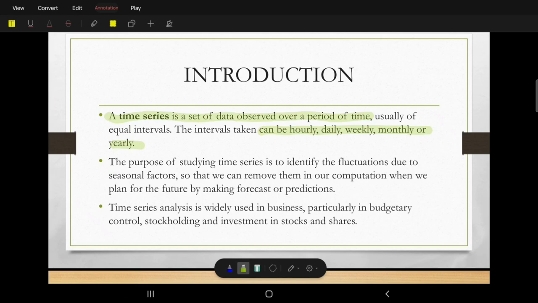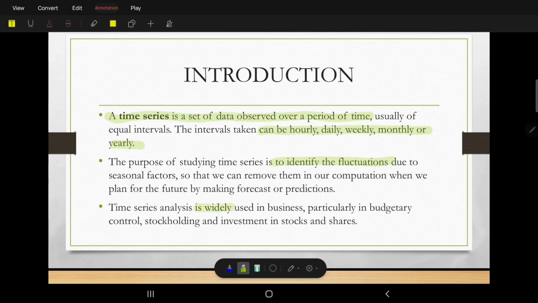The purpose of studying time series is to identify the fluctuations. Identify the fluctuations ni apa maksud dia? Kita nak identify ada ups and downs dia, ada turun naik dia due to seasonal factors, so that we can remove them in our computation when we plan for the future by making forecasts or predictions.